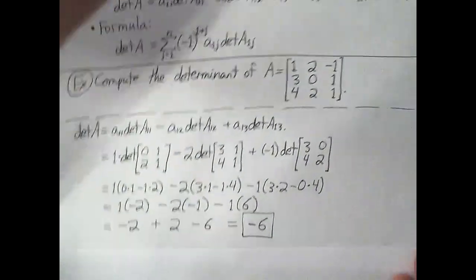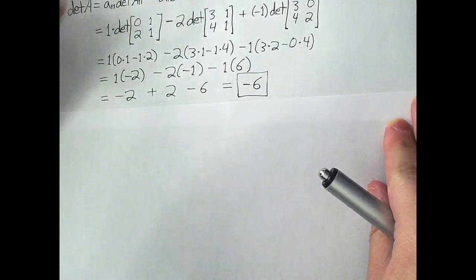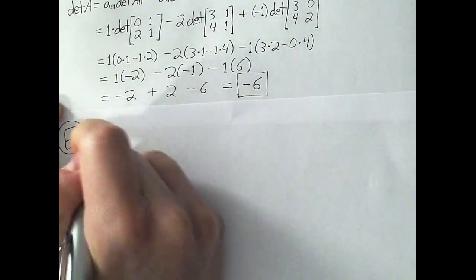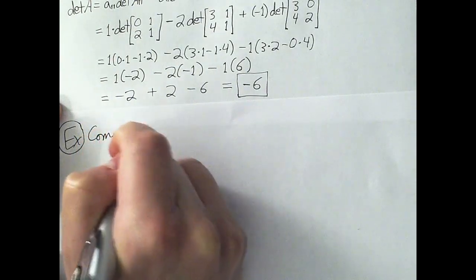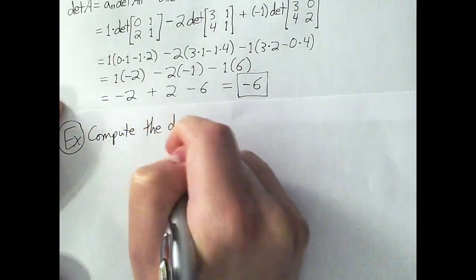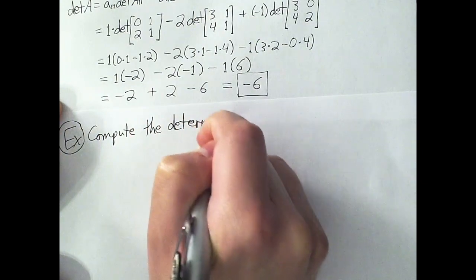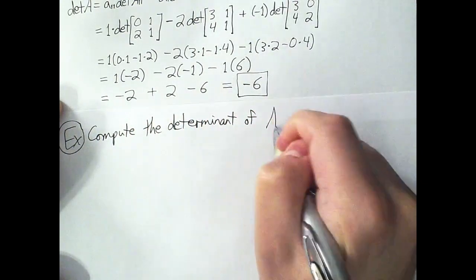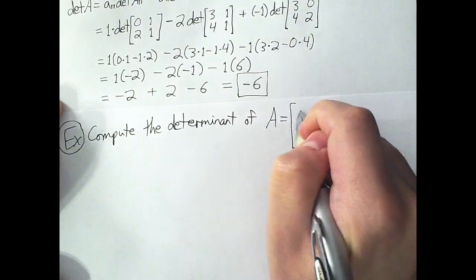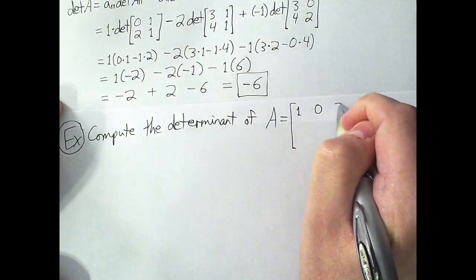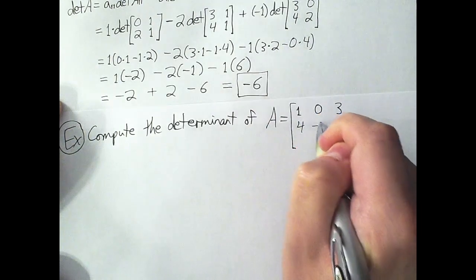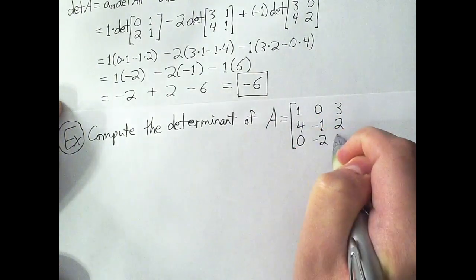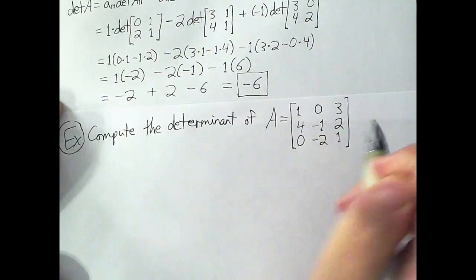Okay. Same type of problem, same size. Compute the determinant of A equals 1, 0, 3, 4, -1, 2, 0, -2, 1. So I'd like you to pause the video and try this.